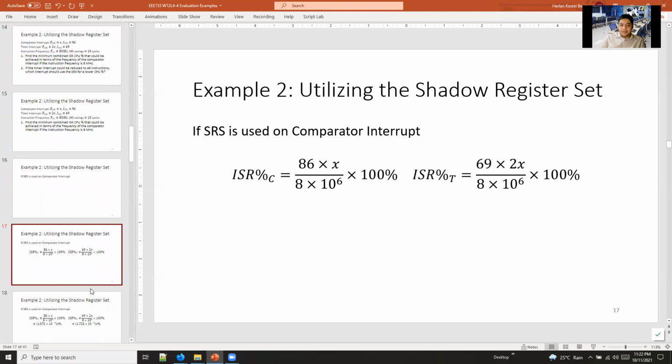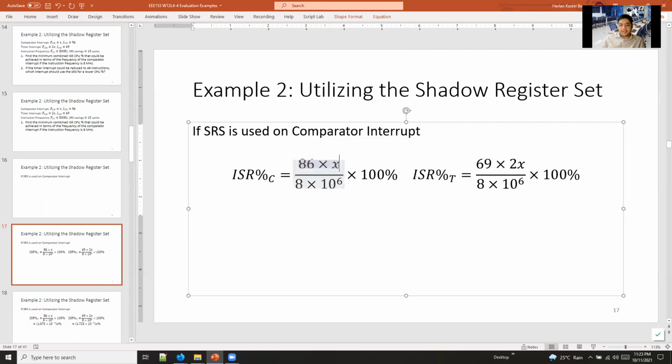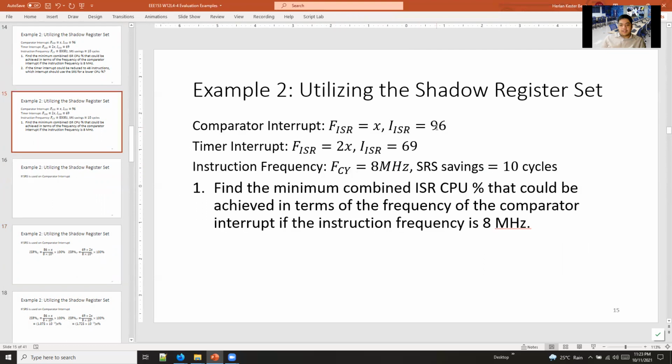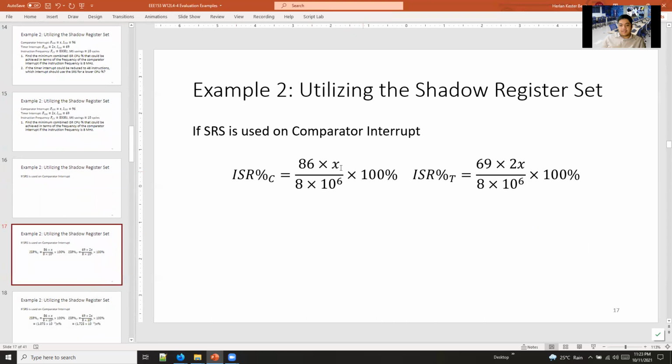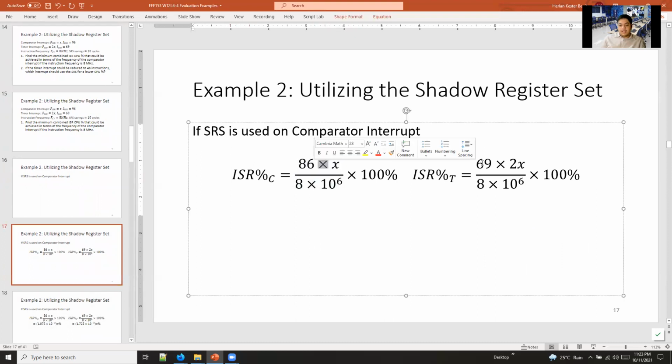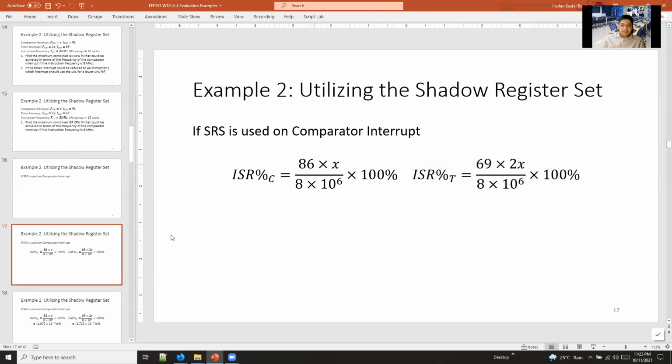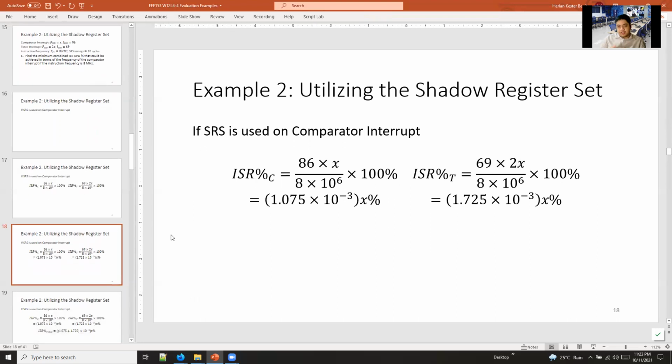So for computing the ISR percentage, ayun, di ba, instruction count times frequency ng interrupt over yung frequency ng instructions. So same yun for both cases. So si comparator, 96 siya originally, naging 86 since siya yung gagamit ng SRS. And then si timer is at 69. And then times 2 yung kanyang frequency. So just continuing the computations.